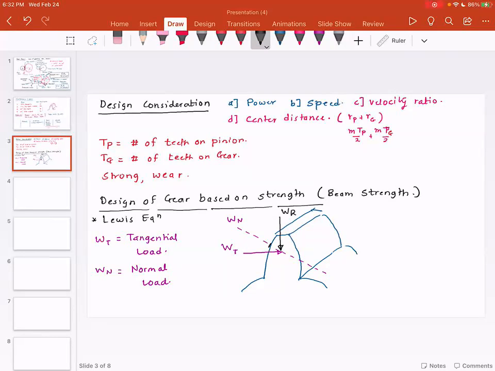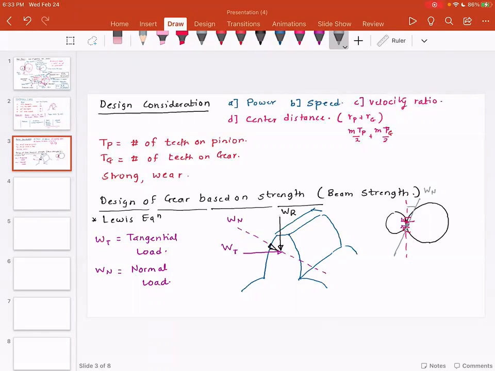Now let's try to understand what these different types of loads are. Going back to our power transmission, say I have a pinion and a gear, and my tooth engagement is somewhere here. This is where the engagement is taking place. We talked about the gear force being transmitted along the pressure angle. So, for example, say this is the pressure angle. This force is actually Wn.